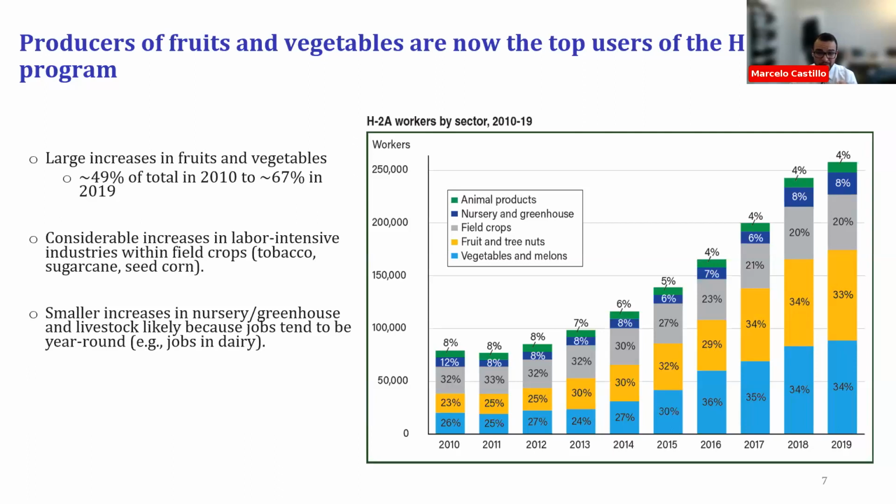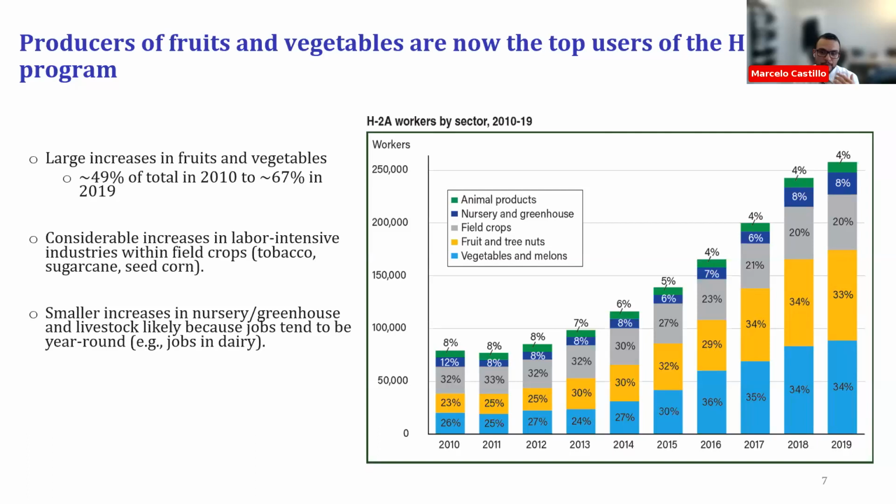And those may be a little hard to see in the graph, but H2A employment increased across all 5 of these sectoral groupings. And the increases were highest in fruits and vegetables, with the combined share of all jobs in these 2 sectors going from 49, you add the two bars at the bottom, from 49 to 67%. And fairly large increases also took place in seasonal and labor-intensive industries within field crops. For example, tobacco, seed corn, sugarcane, that sort of thing.